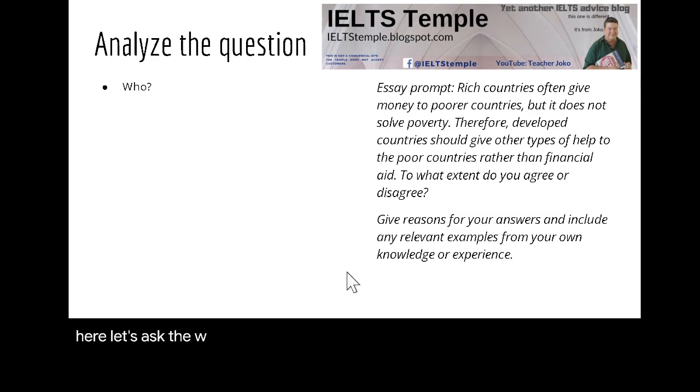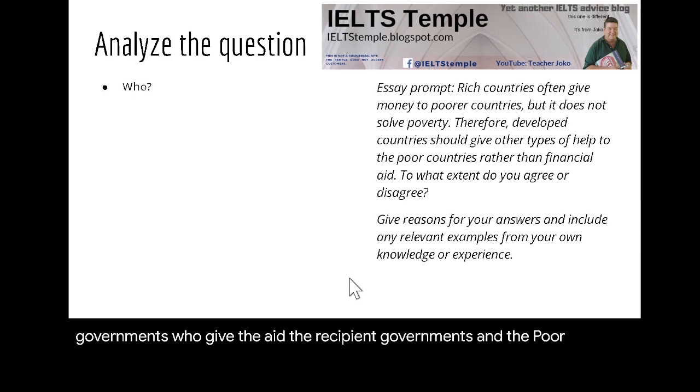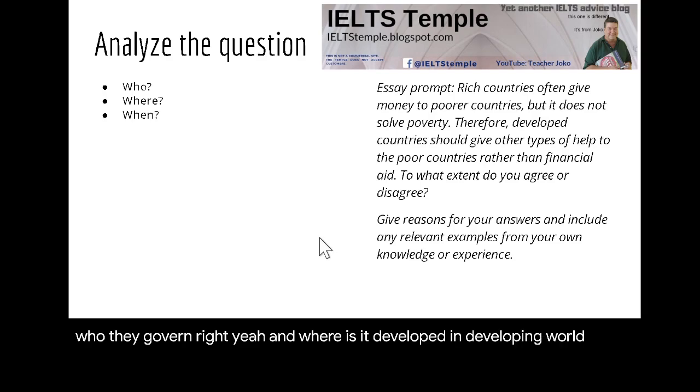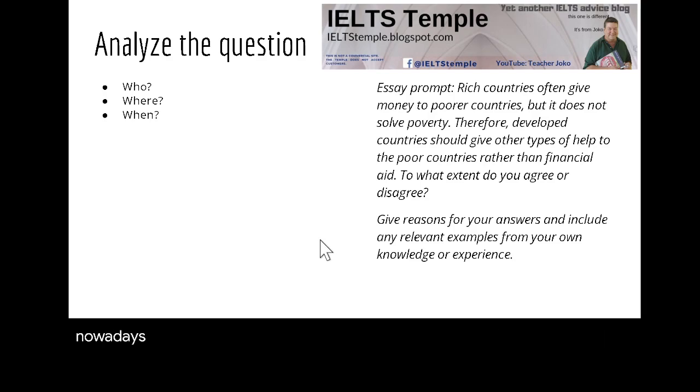Let's ask the WH questions. Okay, we're talking about rich countries, but not everyone in the country, the governments, because it's the governments who give the aid, the recipient governments, and the poor people who they govern. Right? Yeah. And where? In the developed and developing world. When? Nowadays. And in the past. And in the future, too.